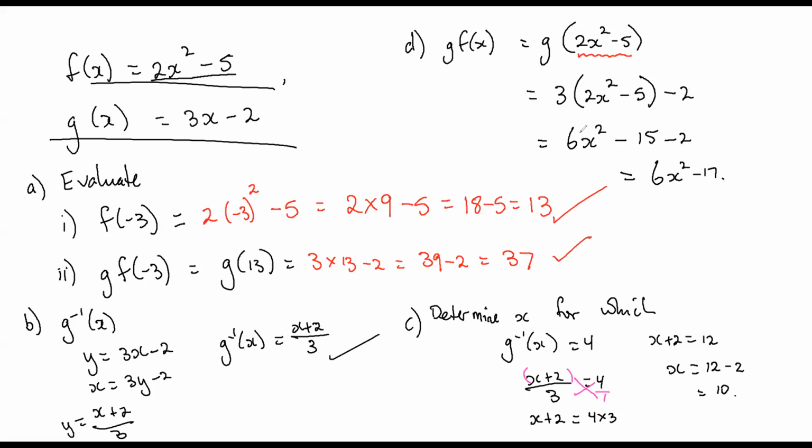Then I expand the bracket, so I get 6x squared minus 15 minus 2. And because these are like terms, minus 15 take away 2 would be minus 17.